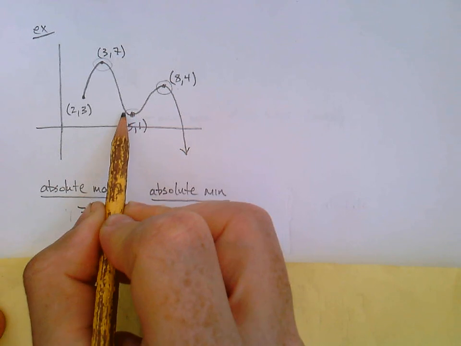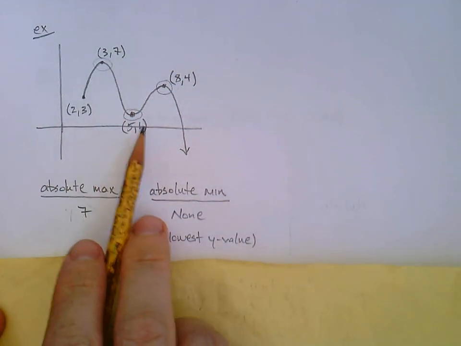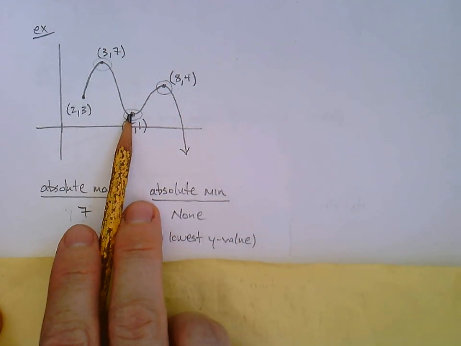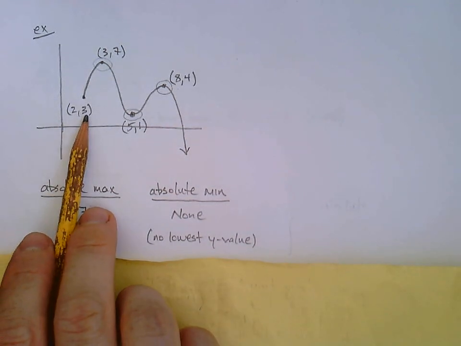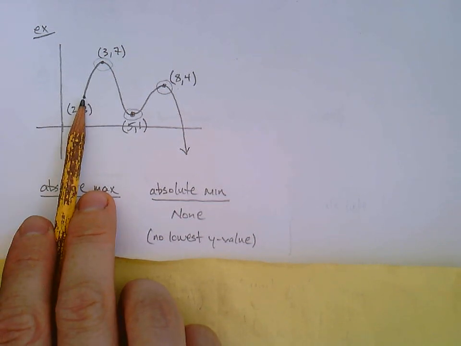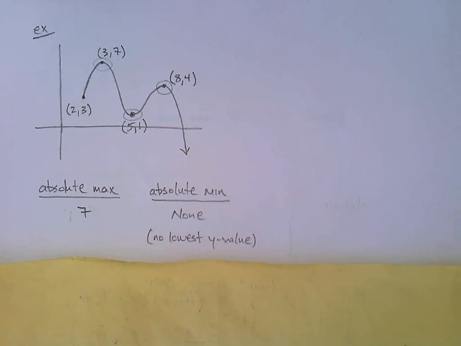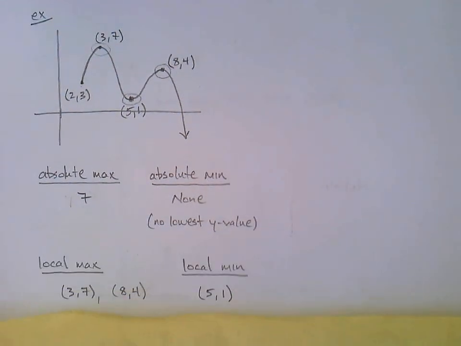5,1 is a local min. It's the smallest point, or the lowest point in its neighborhood. And you might be tempted to say 2,3 is a local min as well, but we're not going to consider that a local min, and that's one of the other nuances here. So let me show you my answers for the local maxes and mins. 3,7 and 8,4. Only one local min at 5,1.